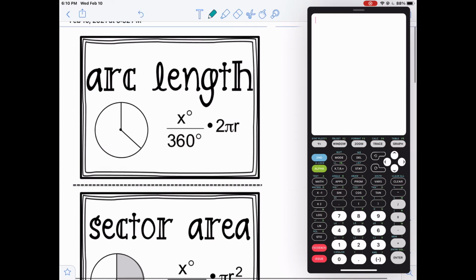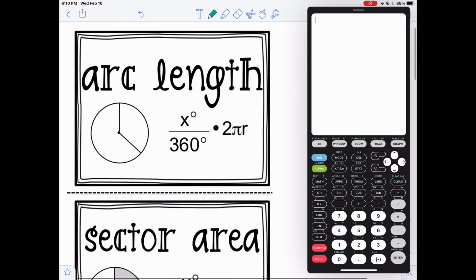Okay, yesterday we reviewed the formulas for area and circumference. We're going to be using these to find arc length and sector area because essentially these are just a portion of either the area or the circumference. So arc length is going to be a portion of the circumference.